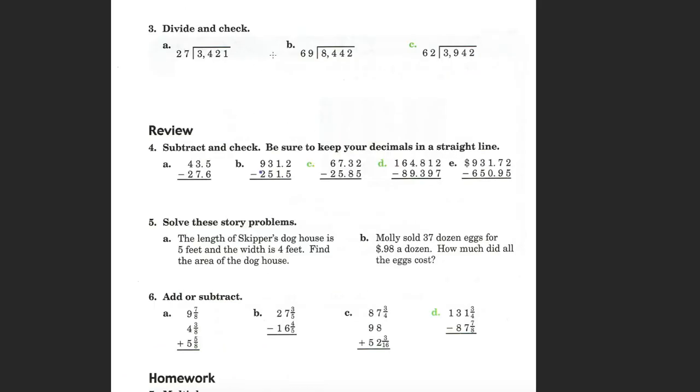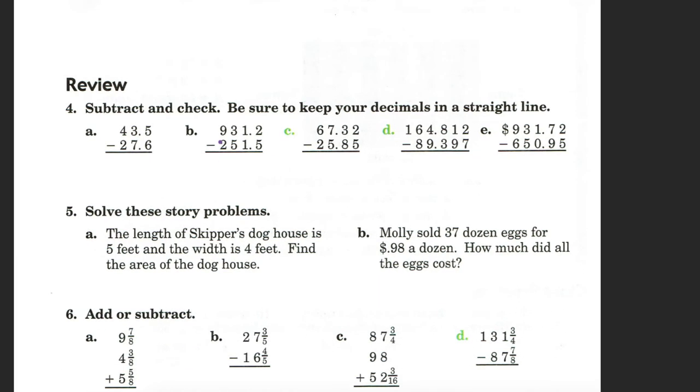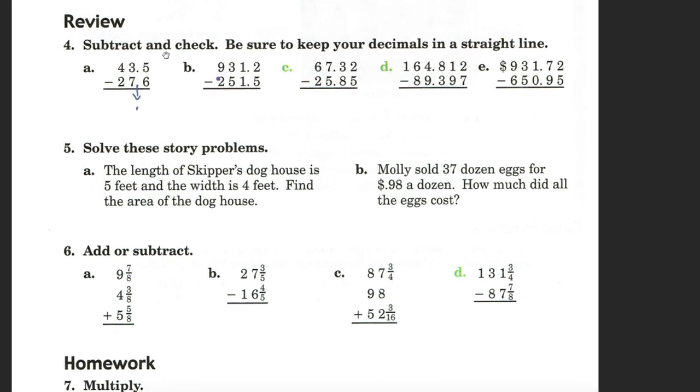Number 3, divide and check. You should be able to do those. Subtract and check. Be sure to keep your decimals in a straight line. Just make sure you bring your decimal point straight down after you're done subtracting. And don't get your borrowing mixed up too.